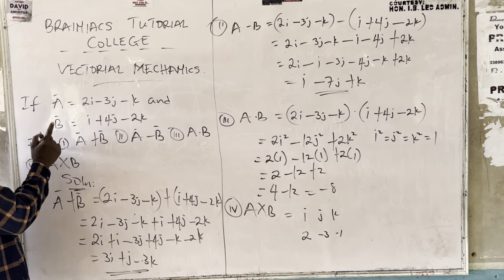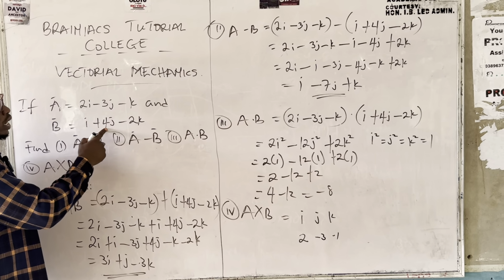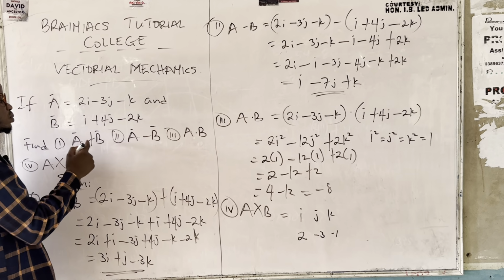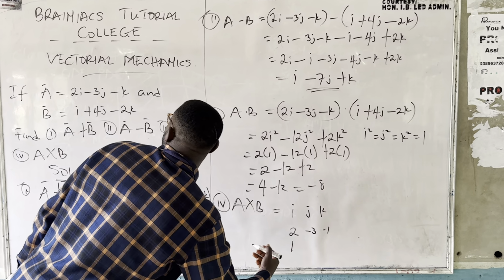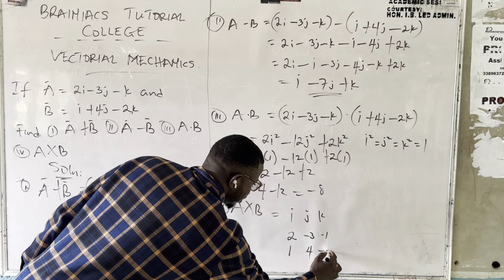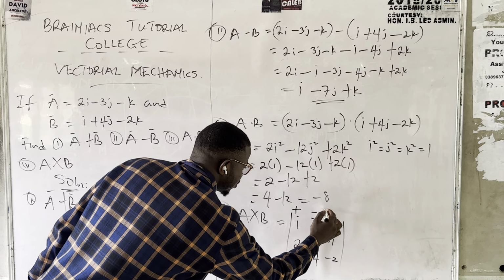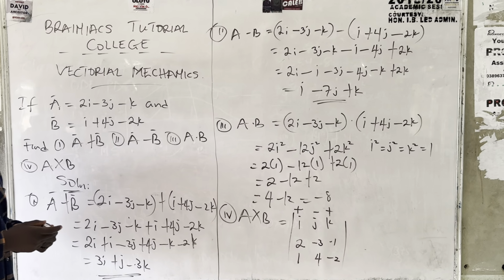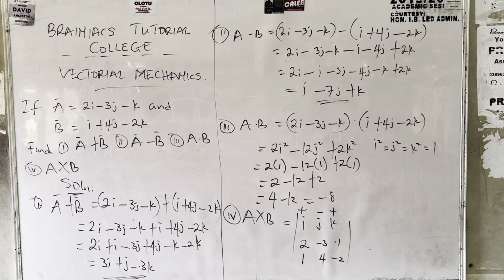And for the coefficient of vector B, the coefficient of i is 1, the coefficient of j is 1, and the coefficient of k is negative 2. So that will be 1, 4, then minus 2. So we have 1, 4 and negative 2. So we use the determinant method. This one will be plus, minus, plus. So we use the determinant method to evaluate the fourth question.